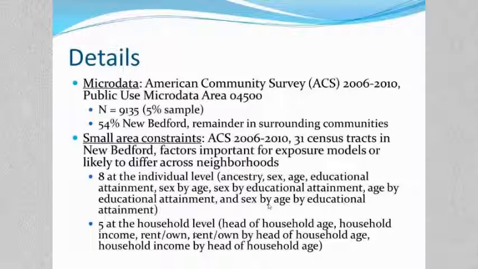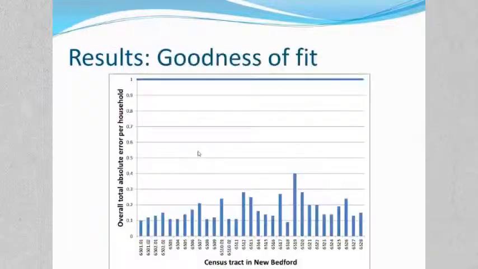You could see a lot of these are individual variables, and there's a few times that there's some modest cross-tabulation, sex by age, for example. So we applied these 13 different constraints, 8 individual and 5 household, to the microdata, ran it through the simulation, and then here's what we got. So this is the first level of validation, which is, did we match the constraints reasonably? A general rule of thumb for goodness of fit here is that you want your total error per household to be less than 1.